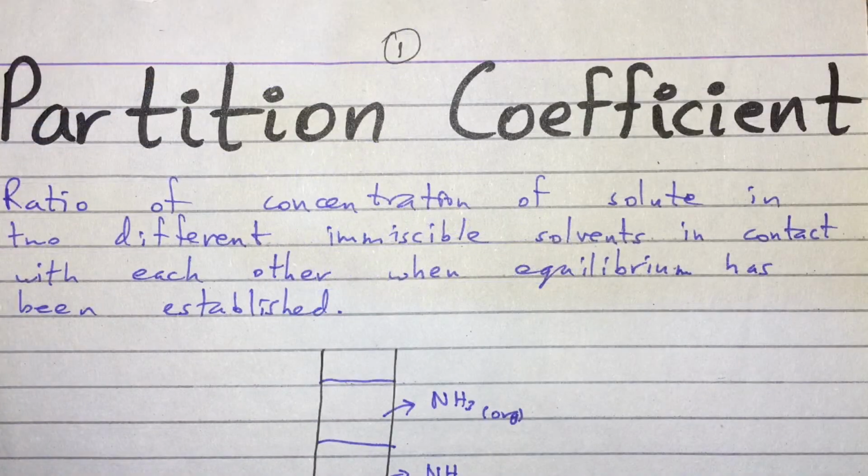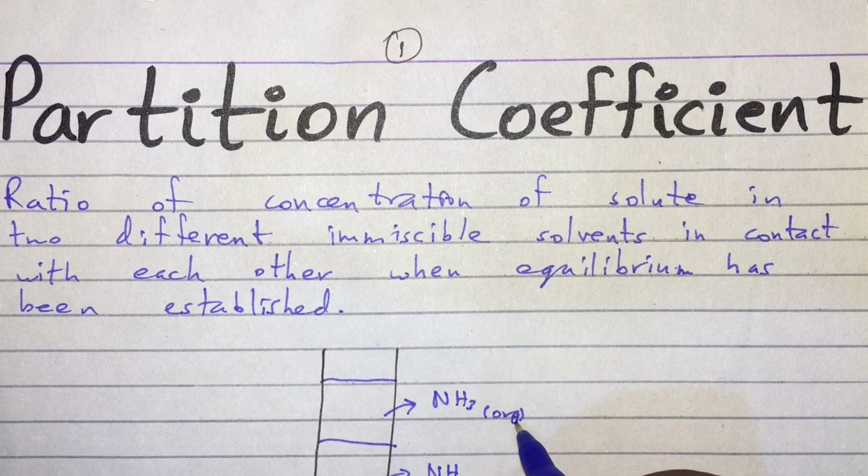The topic is partition coefficients. The partition coefficient is basically the ratio of the concentration of solute in two different immiscible solvents in contact with each other when equilibrium has been established. So there are two different solvents which are both immiscible, which means they can't dissolve into each other, and a solute is dissolved in both of them, and it's the ratio of the concentration of the solute in each of them.